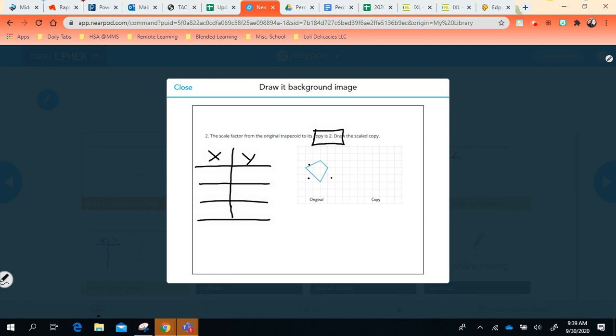You guys did it yesterday. What am I going to do? I can't hear you. So yesterday when they gave you your scale factor, what did you do? Your base times your scale factor. So let's say this one is 2. So I'm going to put 2 in here, and I'm going to go 2 times my scale factor is what? 2 times 2 is 4.